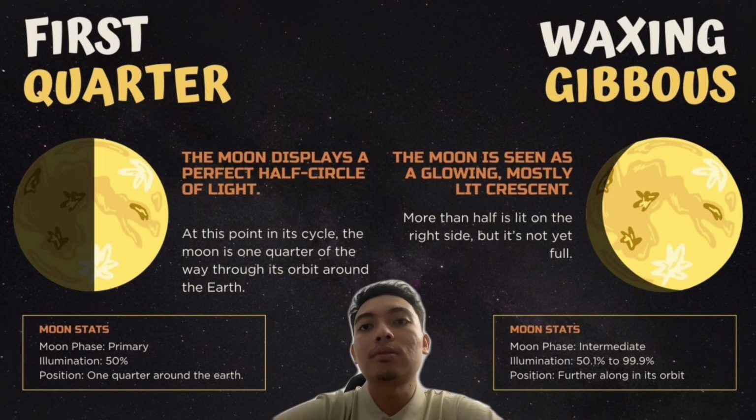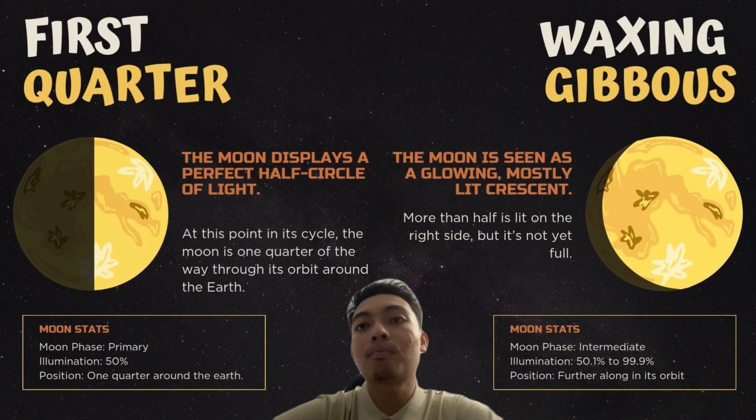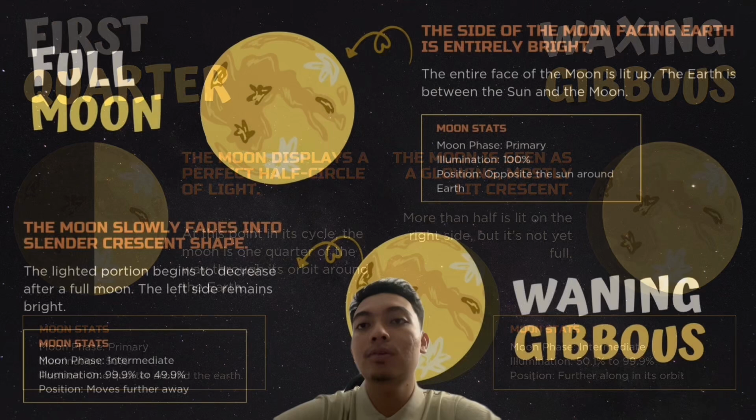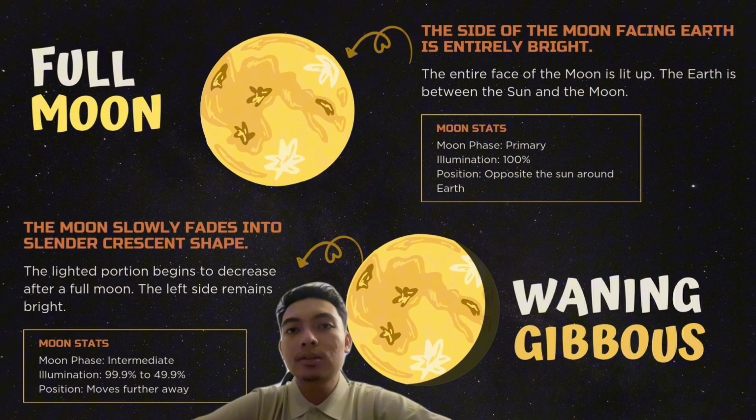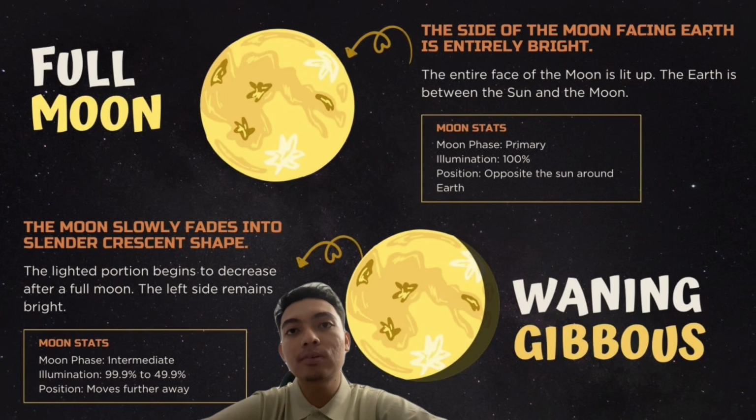Then we see the waxing gibbous phase. More than half of the moon is now lit, but it is not yet a full moon. It appears as a mostly illuminated curved shape. In the full moon phase, the Earth is between the Sun and the moon. The entire face of the moon is fully lit and bright in the night sky.